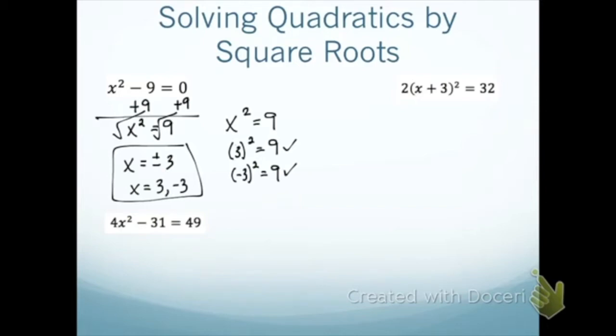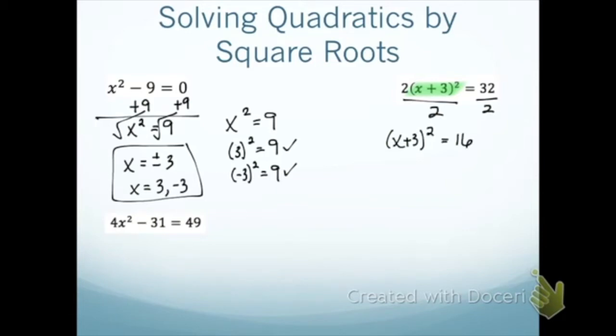Okay, next problem to the right here. We're going to start by getting the (x + 3) squared alone. So we're getting whatever is squared by itself. So I need to get rid of the 2 out front. Going to divide both sides by 2. I get the quantity (x + 3) squared equals 16.